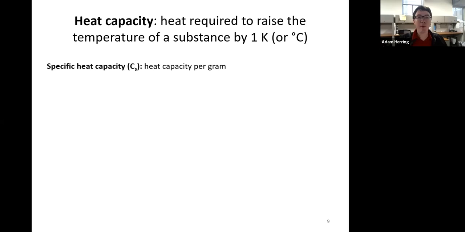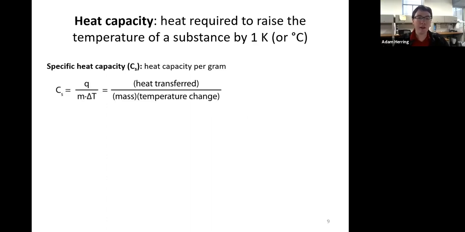The specific heat capacity, sometimes just called specific heat, is the heat capacity per gram. So in other words, this is the heat that's required to raise 1 gram of sample by 1 degree Kelvin.